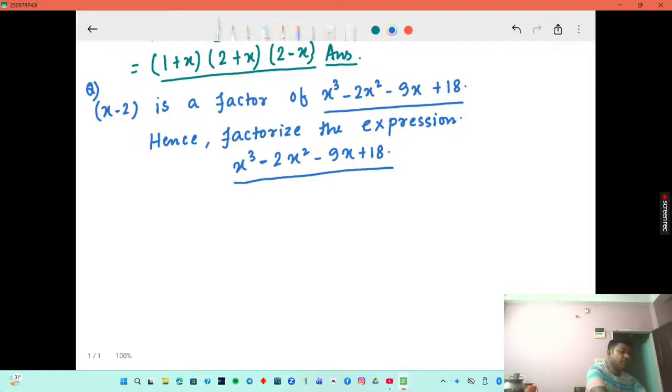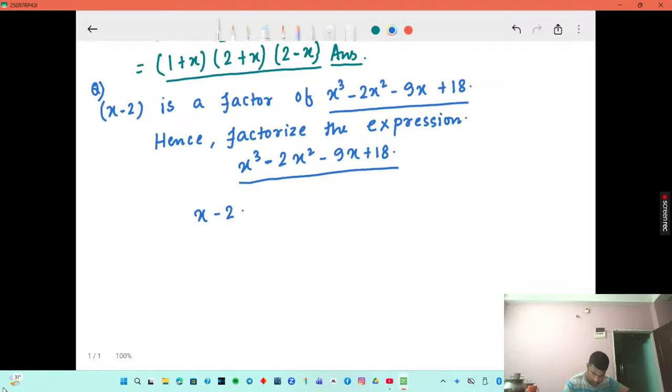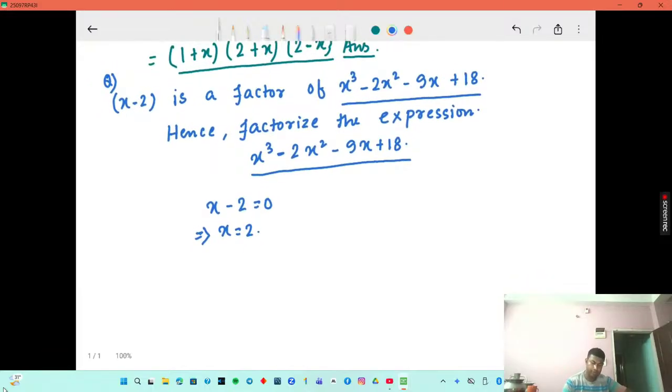If you have any doubt, you can ask me in the chat box. I will definitely help you to solve your doubt. First, we will write x minus 2 is equal to 0. Therefore, from here the value of x is 2. Now we have to put 2 in this equation.